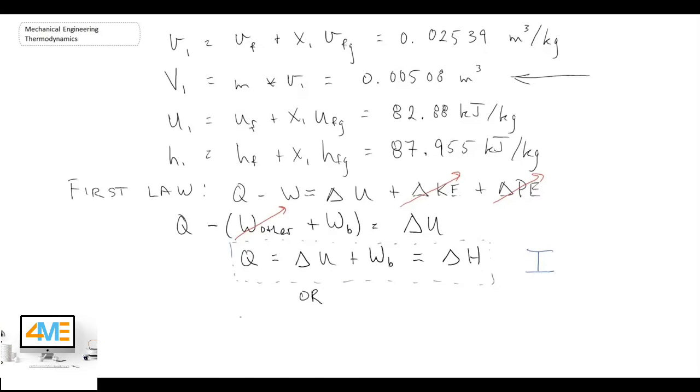Or we can also write, and we'll call that equation number 2. So we can see we can use two forms of the first law, one using enthalpy and the other one using internal energy. So what we'll do is we will try solving the problem using both of those forms of the first law.